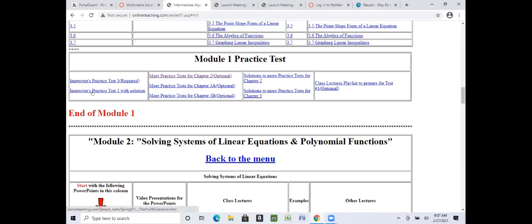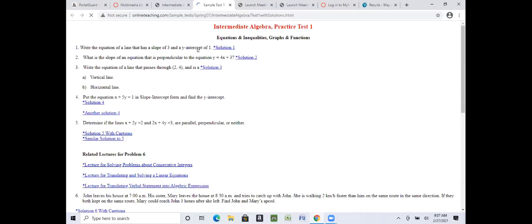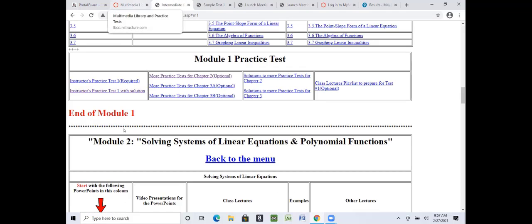This is a copy of the practice test with the embedded solution, so you can see a step-by-step solution for each problem on the practice test. Again, you don't have to look for someone to show you that. And then these are other practice tests that you should have in your portfolio. However, you don't necessarily have to complete all of them.